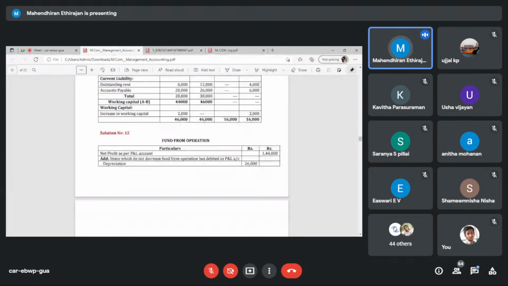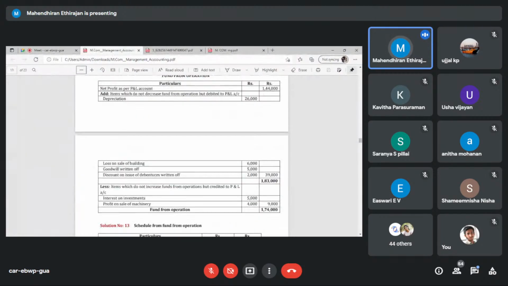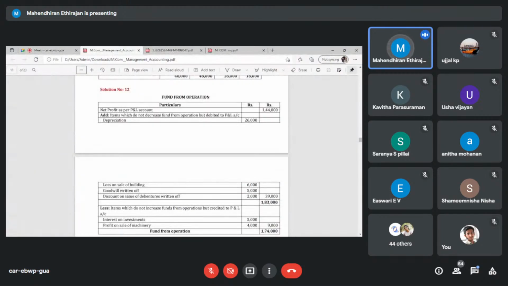See, problem number 12. You can prepare the statement model, calculation of funds from operations. So ledger, balance sheet and additional information are given. We want to prepare the ledger balances and transfer. Only the particular important items will be transferred to the funds from operation account. So once again, I tell you, calculate funds from operation: particulars, rupees.